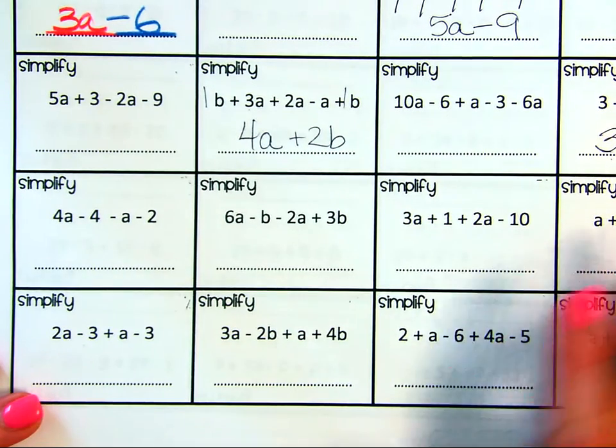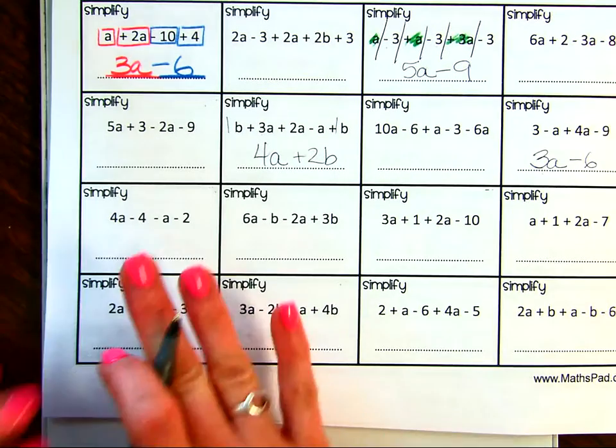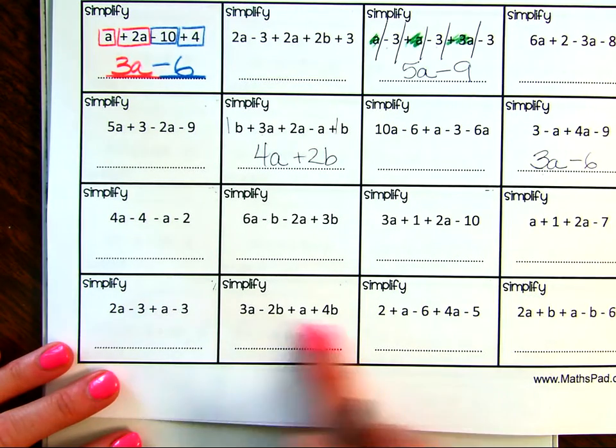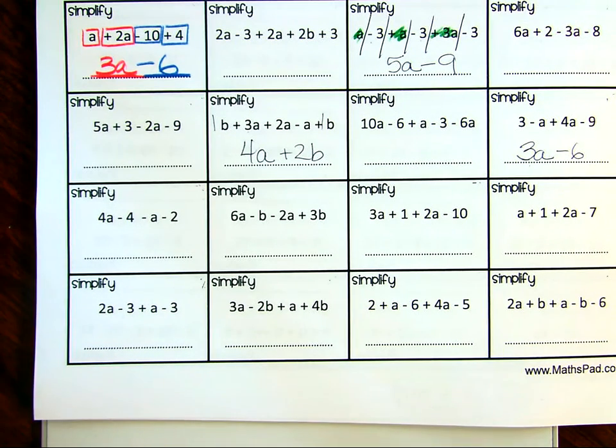Okay, so I want you to try real quick on your own. I'm going to give you about 5 minutes to try these last 2 rows. Rows across. Those 8 problems, I'll come around and check you. Okay?